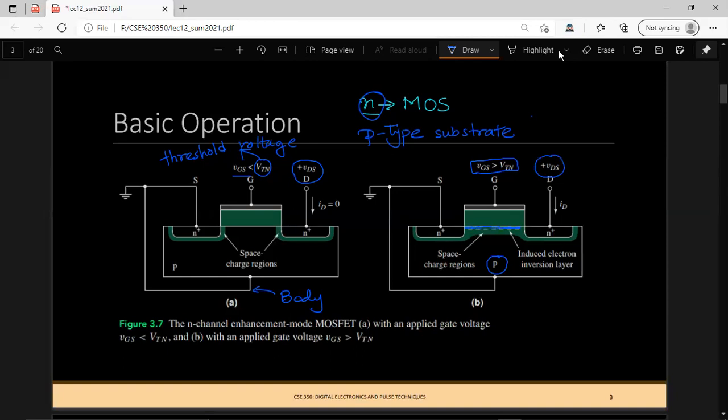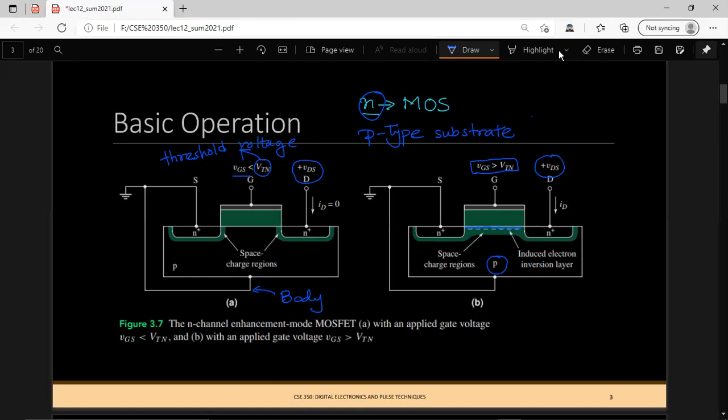Whenever the gate voltage is less than the threshold voltage, the MOSFET is turned off. We should remind you again that this discussion is only valid for the NMOS enhancement type MOSFET, because in the case of an enhancement type MOSFET, the threshold voltage is positive.